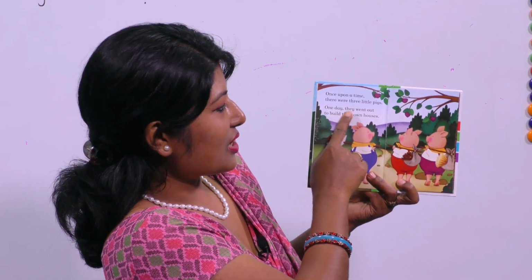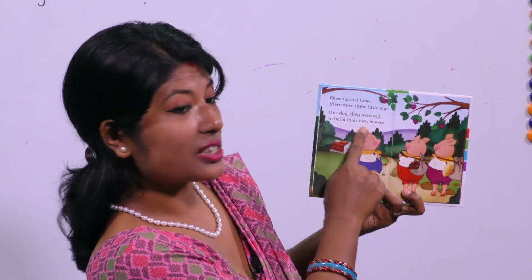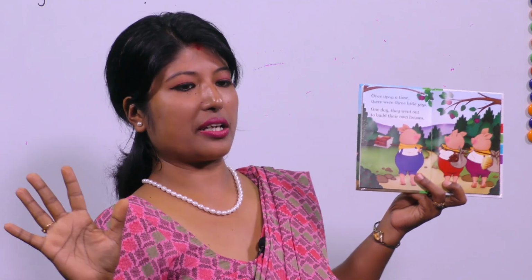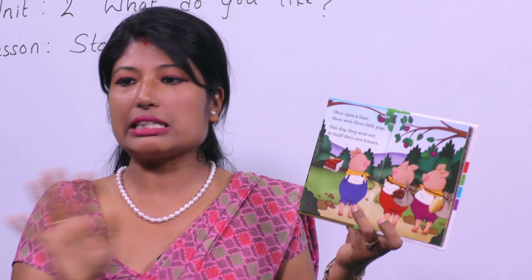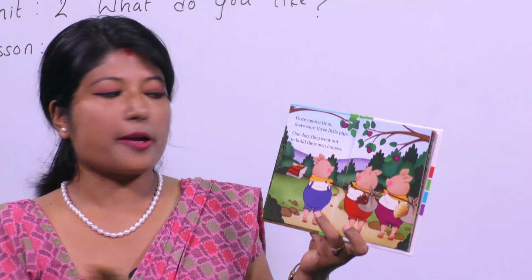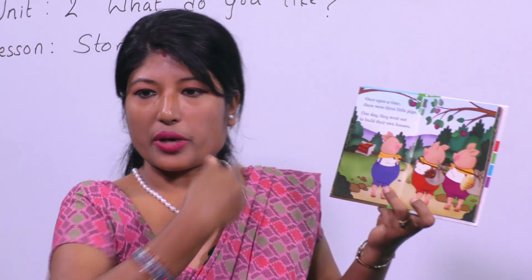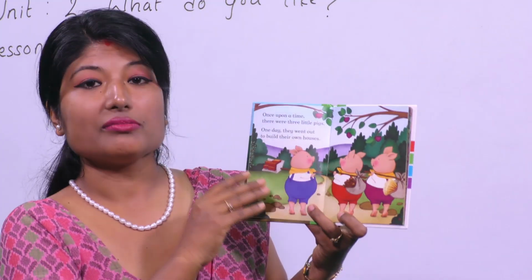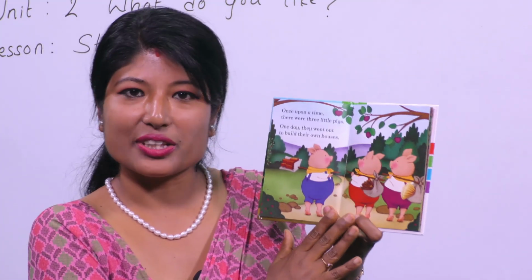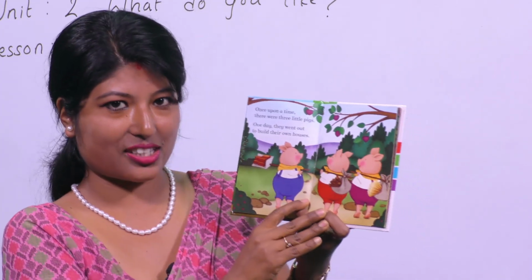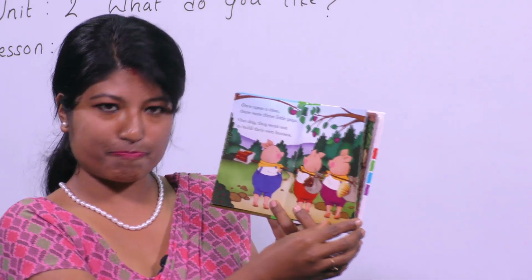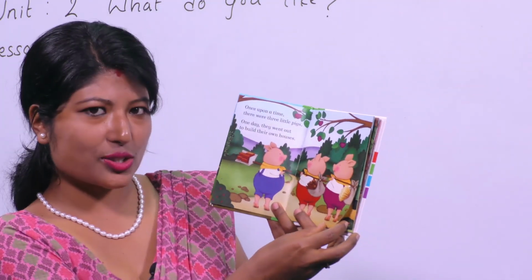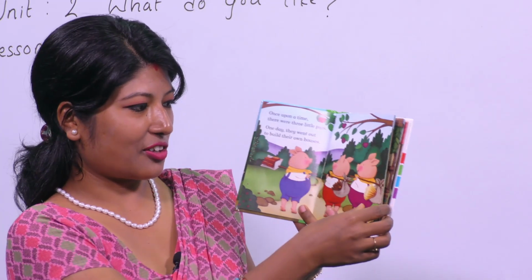One day, they went out to build their own houses. So they wanted to be very independent. Okay, they wanted to be independent. That's why 3 of them went out, and then they wanted to build their own house. Alright? Did you get it? Let's move further. What happens next? Are you curious to listen? Very good. Okay.